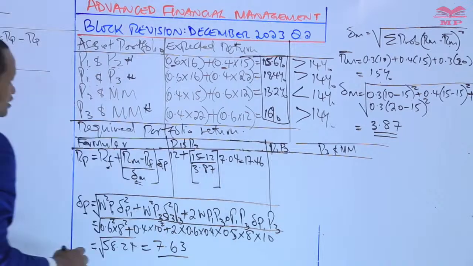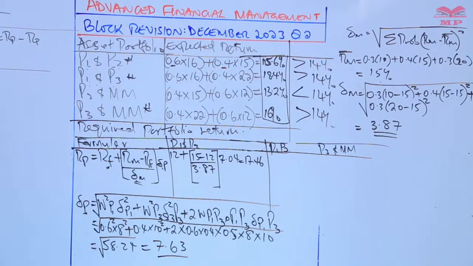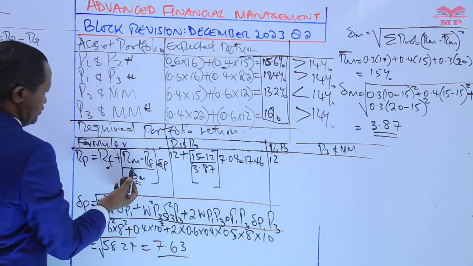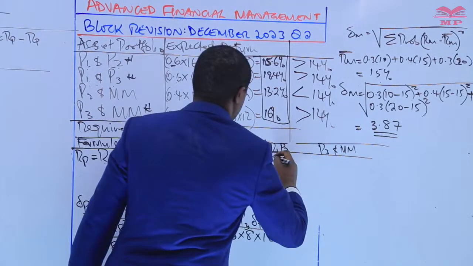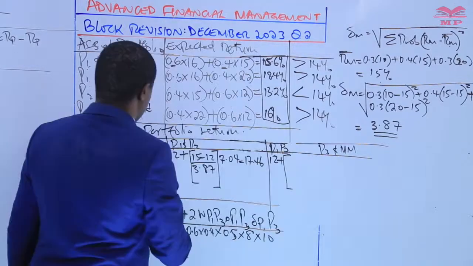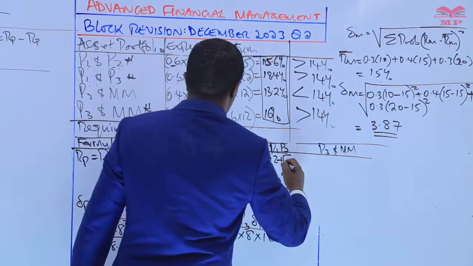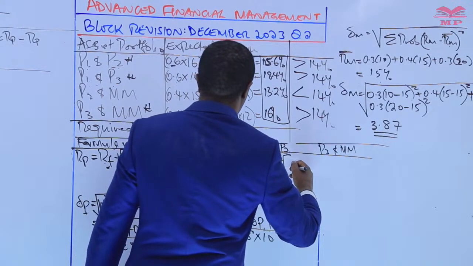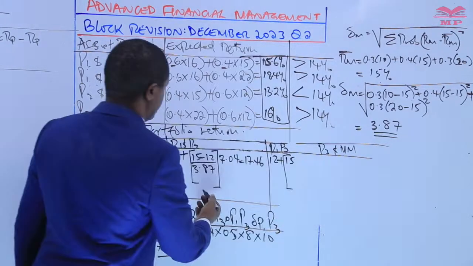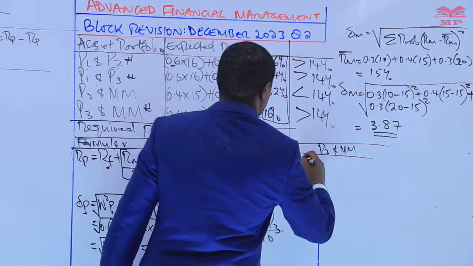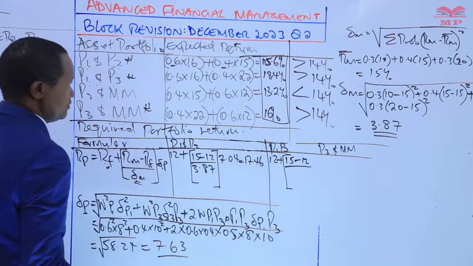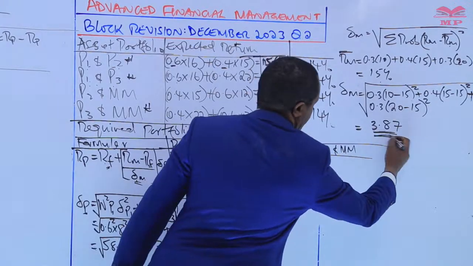7.63. That is the standard deviation. So you can now come here and work it out. It's 12, the risk-free rate. 12 plus the return from the market, which remains the same, that is 15 minus 12, divided by the market standard deviation, which is constant.